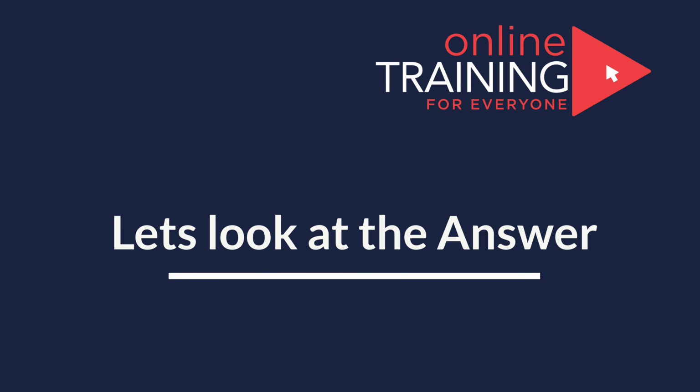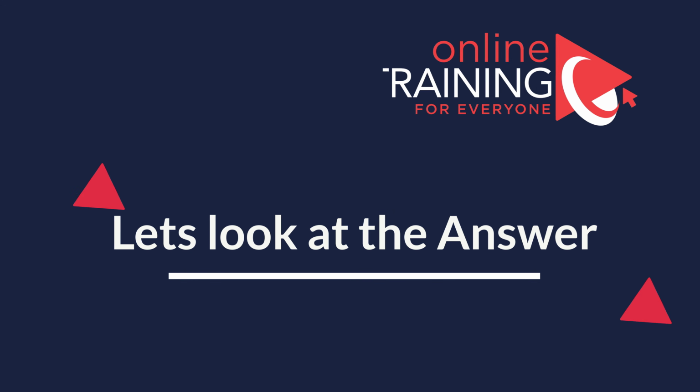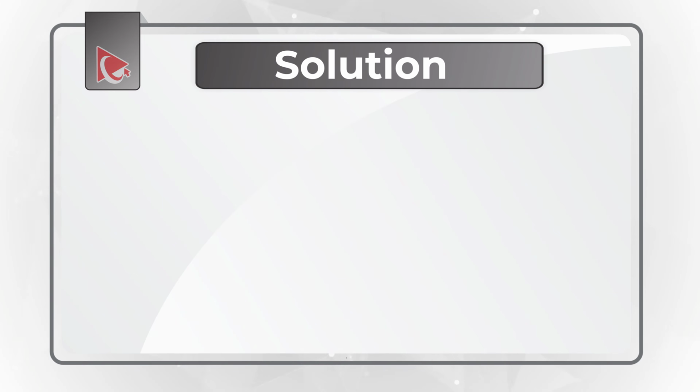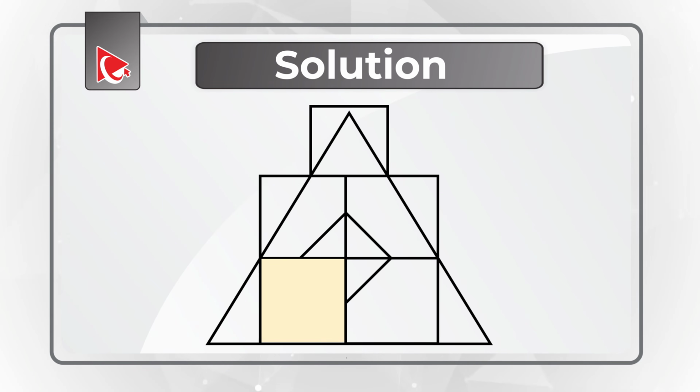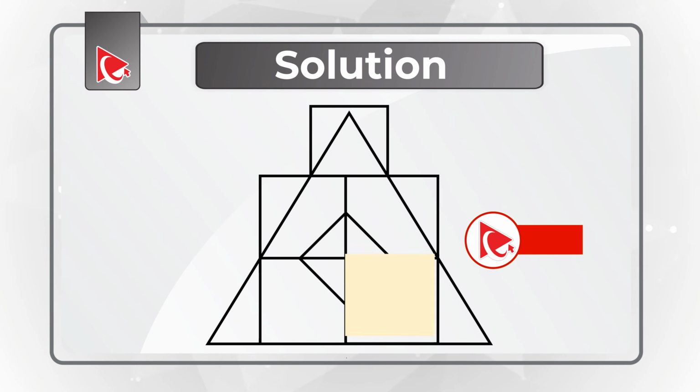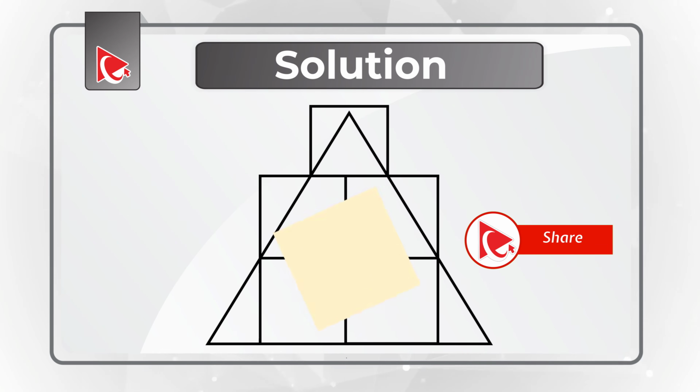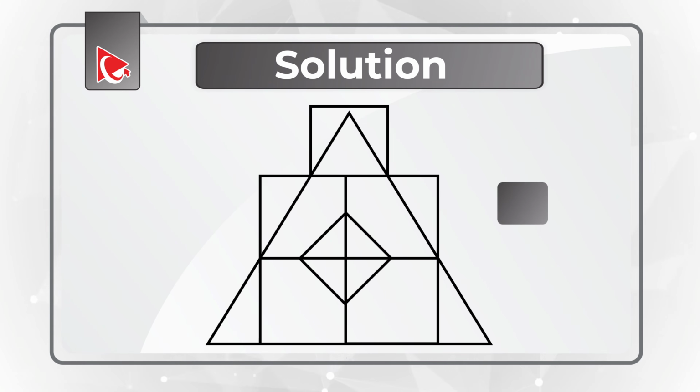I counted 7 squares, so my answer is choice A. Let me show them all to you. 1, 2, 3, 4, 5, 6, and 7. Do you have a different number?